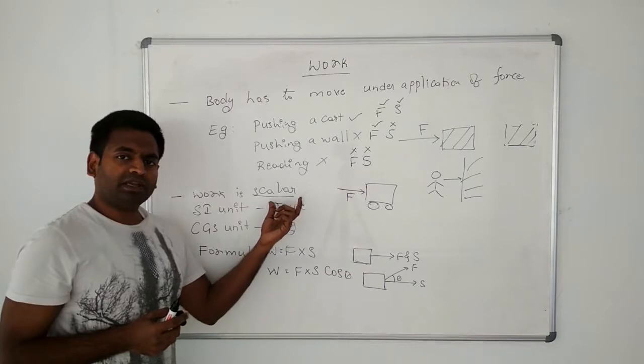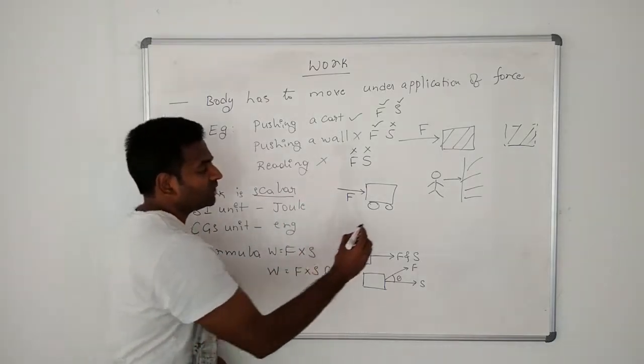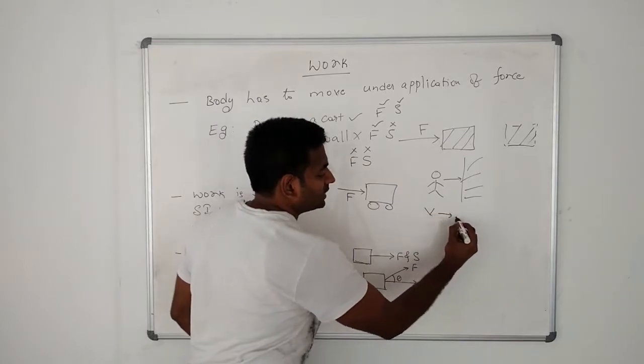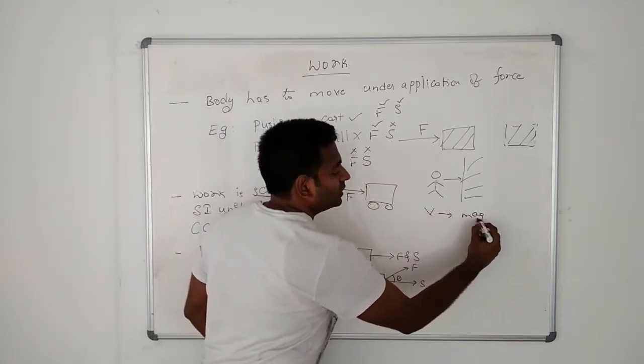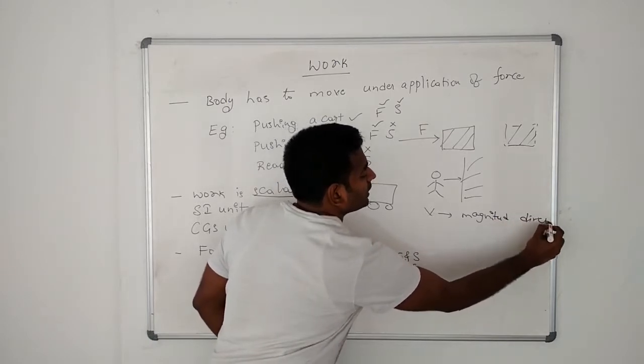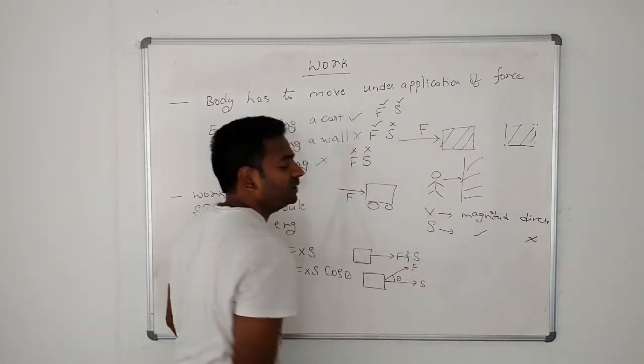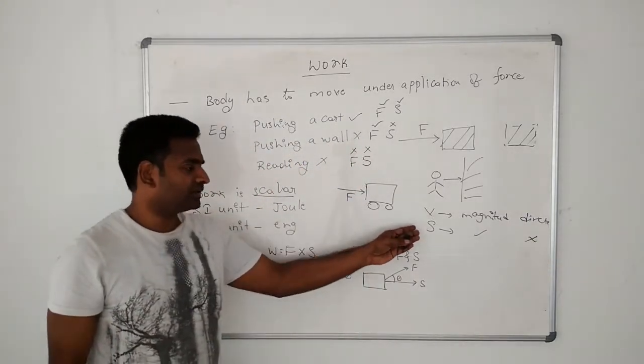The difference between a vector and a scalar is that a vector has both magnitude and direction. So this is a vector, whereas a scalar has magnitude but not the direction. So these are the two types of physical quantities.